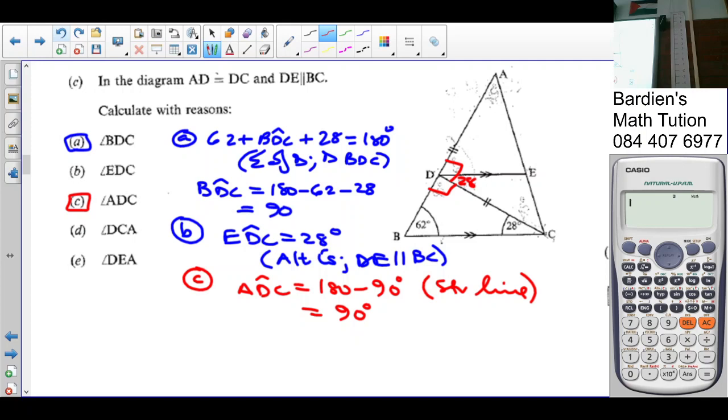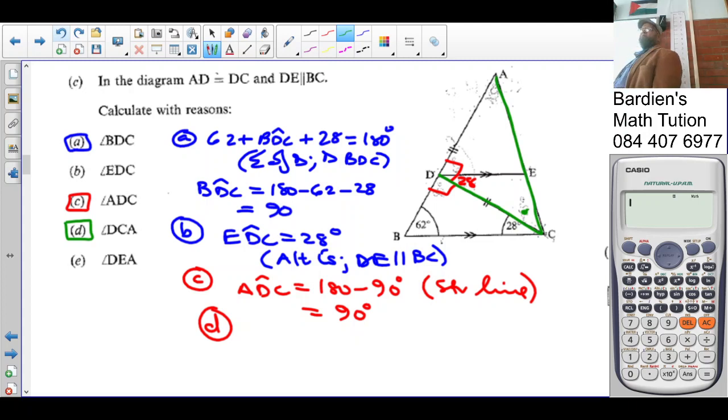Right, next. DCA. Let's change the color. DCA, that angle there. What angle, DCA? Oh, you looked at the wrong one. Okay, so I'm on the right track. So DCA, you see, that's the angle they want here. Not so?